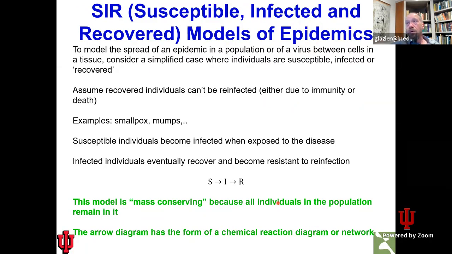Okay, we're going to talk in class, we probably won't get back to it so much today, about what are called SIR models. These are the simplest epidemiological models. Susceptible, infected, and R has a sort of a funny usage. R can stand for recovered or resistant. It also includes dead.